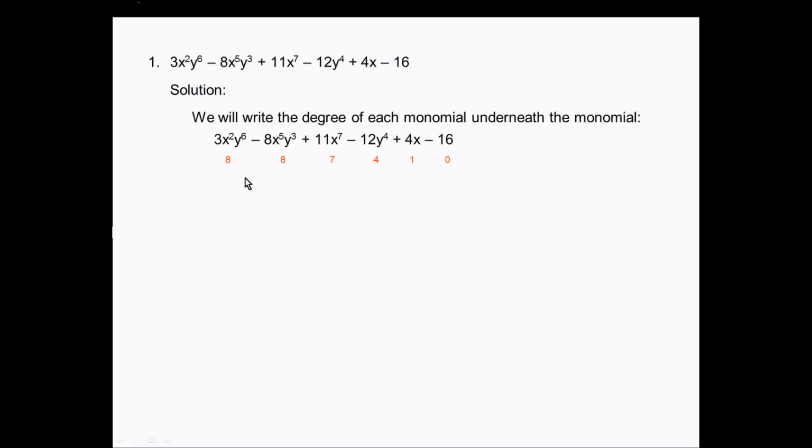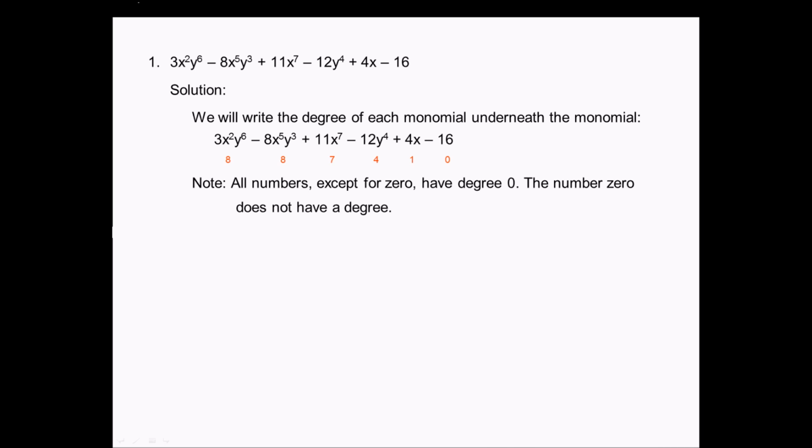So there are the degrees of each of our monomials. We look for the one that's largest. Okay, it's 8. There's a tie for first place, but the largest one is 8. So remember, all numbers except for 0 have degree 0. The number 0 does not have a degree. So keep that in mind. All numbers except for 0 have degree 0, and the number 0 does not have a degree. Its degree does not exist. So the degree of this polynomial is going to be 8.